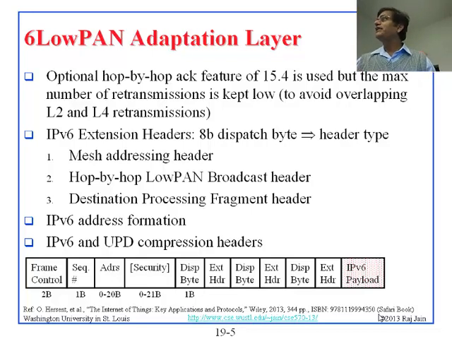And then the IPv6 and UDP compression header. If you have UDP on top of IPv6, then you can save some more bytes by not transmitting some UDP port numbers. So 1, 2, 3, 4. You see, 4 modifications are done by 6LoWPAN.